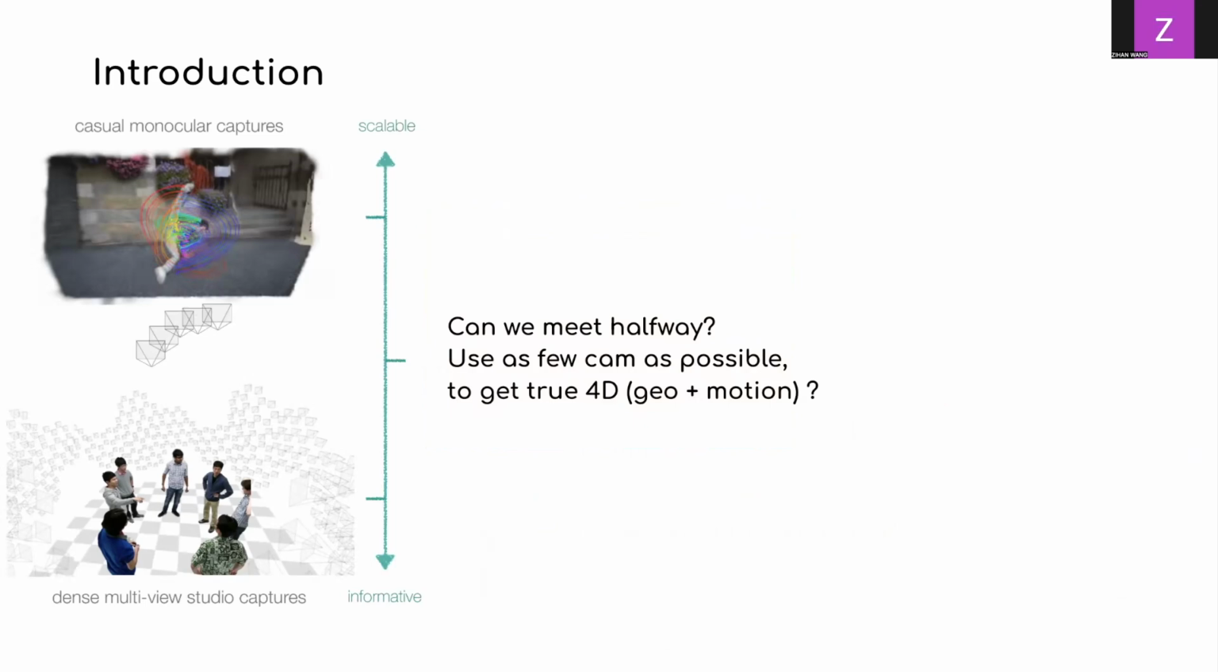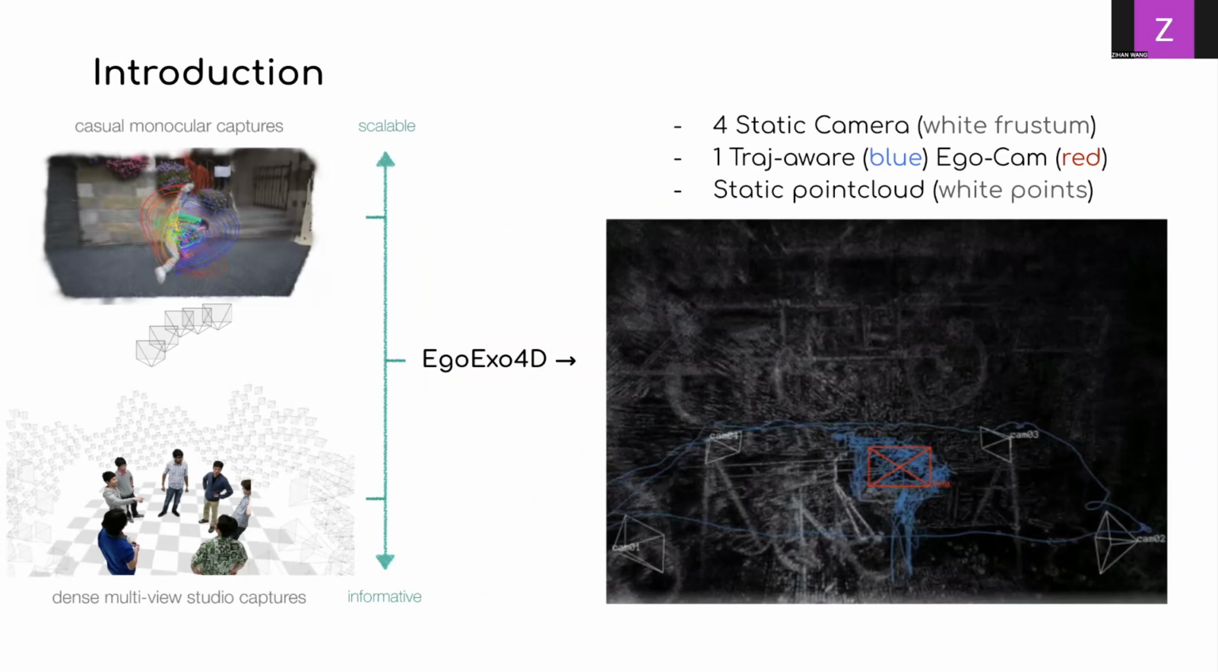Our idea is, can we meet halfway, and use as few cameras as possible to get true 4D scene representations? We identify Ego-Exo4D as a valuable source for this task, as it shows four static cameras where each of them is 90 degrees apart, so there is basically no correspondence.